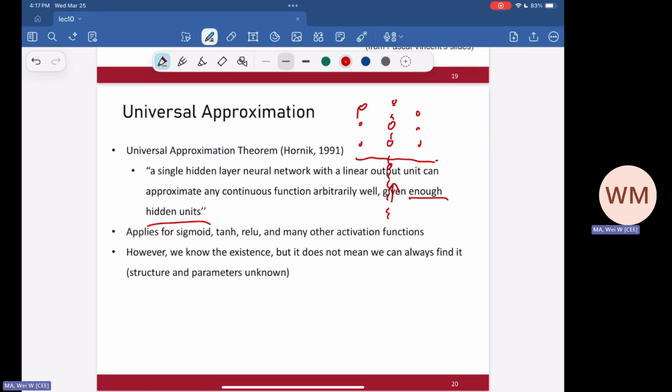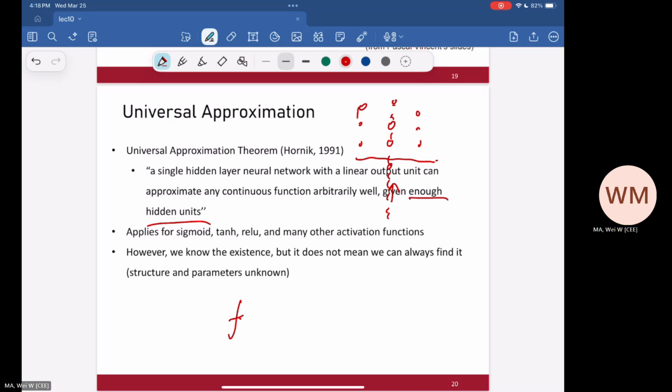So you just give me a function f, and as long as I have a one hidden layer neural network and enough hidden units, I can ensure that this neural network can approximate f. This is called universal approximation. It demonstrates the capability of neural networks. There are many proofs, and similar proofs say that if you are using sigmoid, it's also okay. If you are using tanh, ReLU, or a different activation function, it's okay.